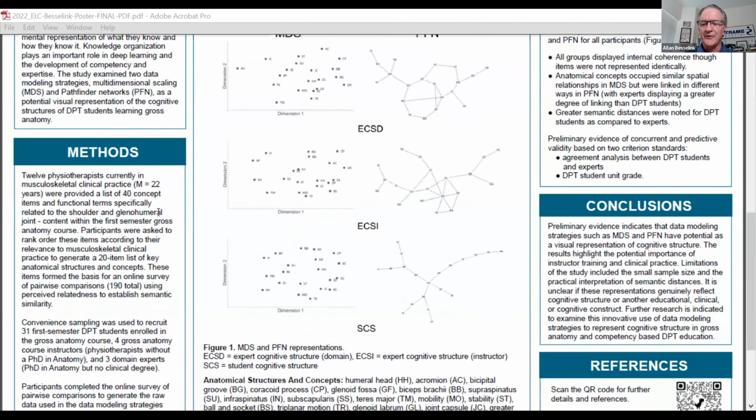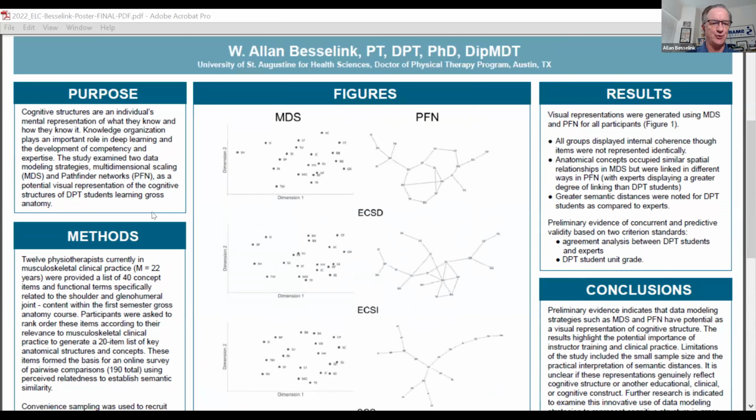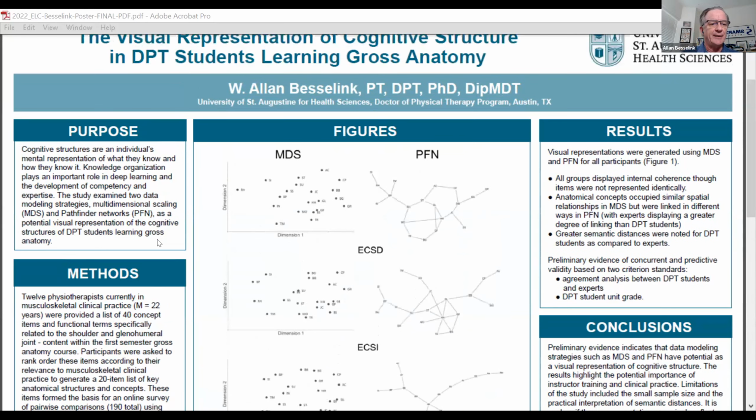So what does this tell us? First of all, yes, in this domain, we can represent knowledge visually. That's a good thing to know. We also know that there's internal coherence. I represent my information in a way that is coherent, and the student does as well, but they don't necessarily agree. They will occupy similar relationships spatially, and they will also be linked in a similar fashion.